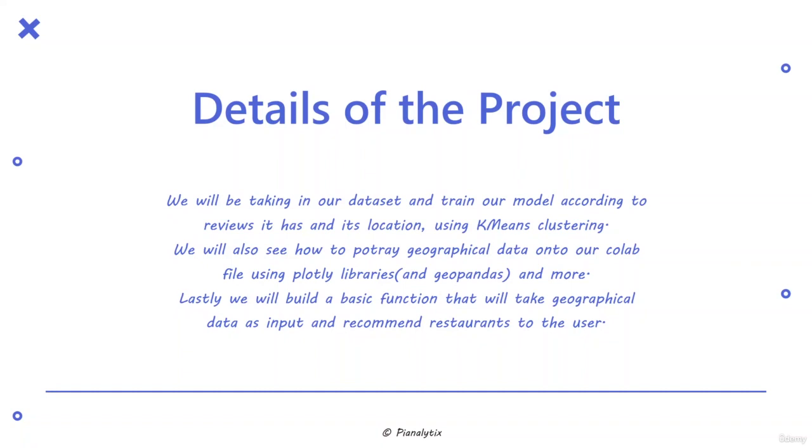We will also see how to portray geographical data onto our Colab file using Plotly libraries and GeoPandas libraries. These two are the main libraries, along with some more dependencies. Lastly, we will be building a basic function that will take geographical data as input, that is our longitude and latitude values, and recommend restaurants to the user.